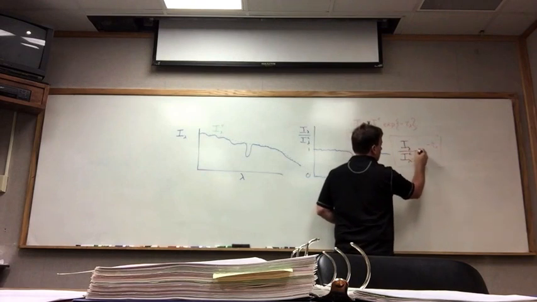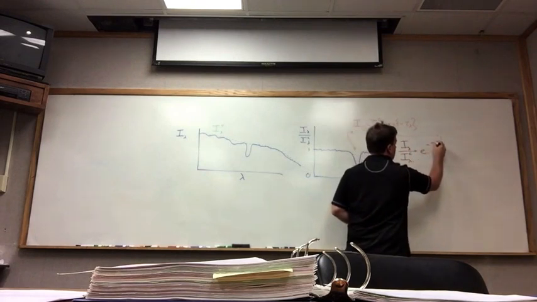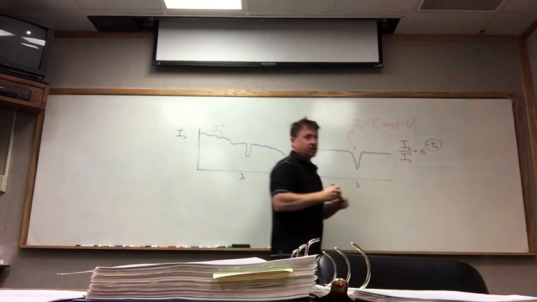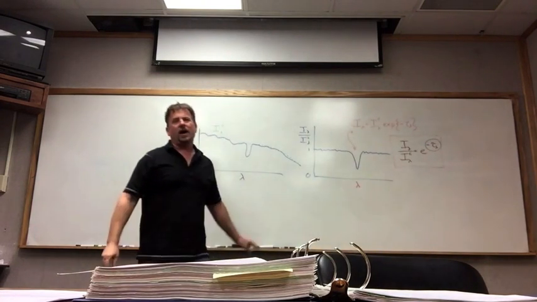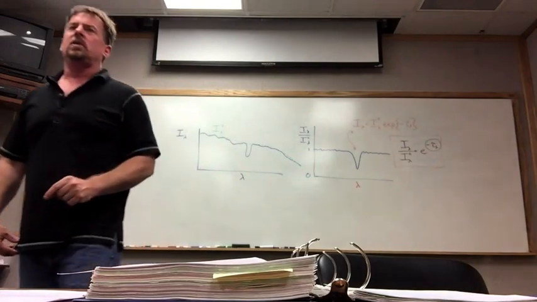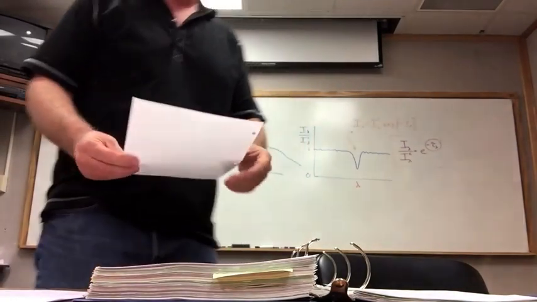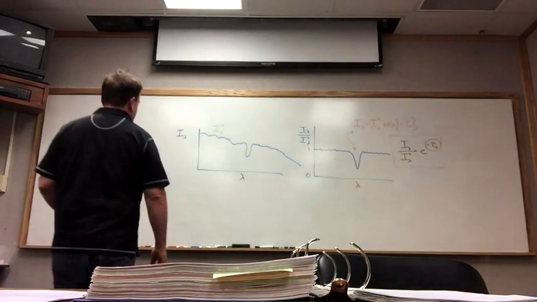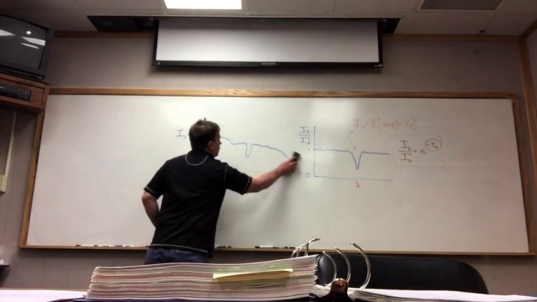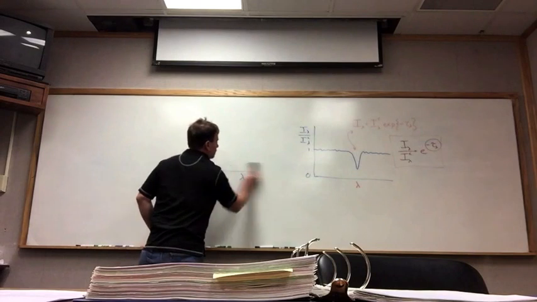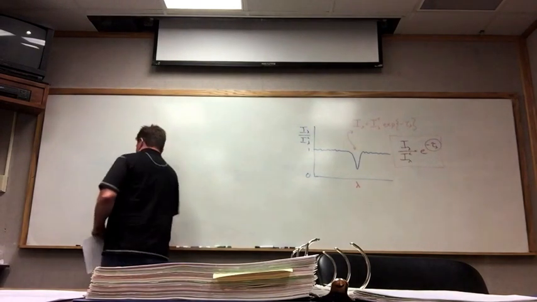C lambda equals e to the minus tau. That tau is called the optical depth. It's a unitless number, and basically it's related to the opacity. How is it related to the opacity? Or in other words, what is the definition of the opacity?